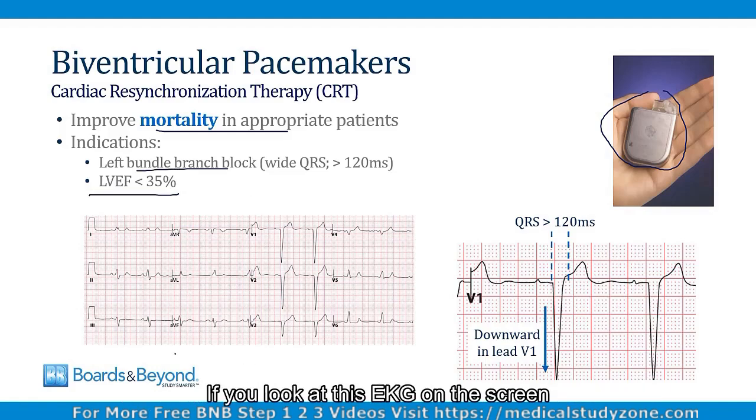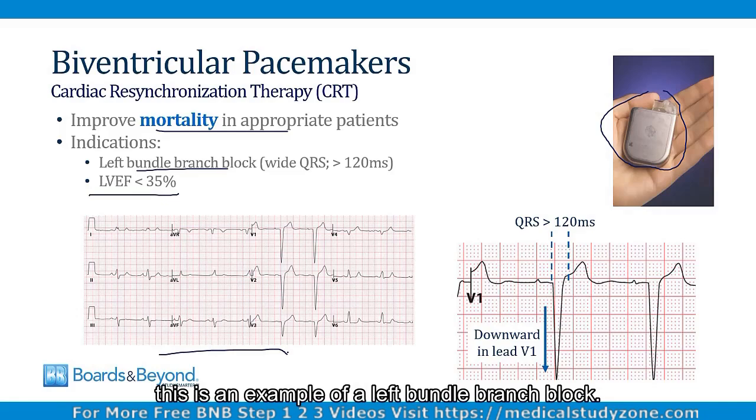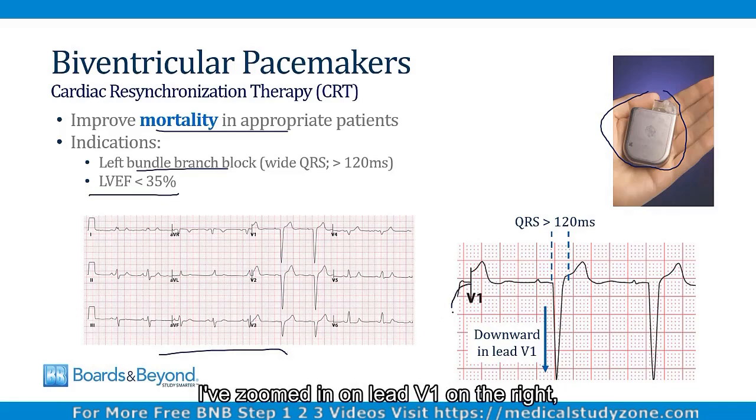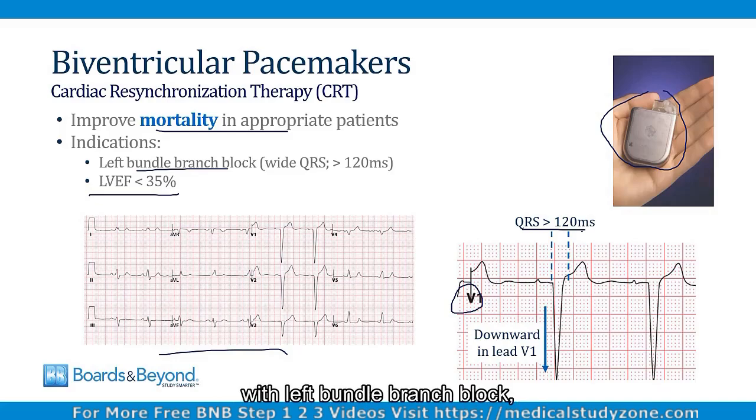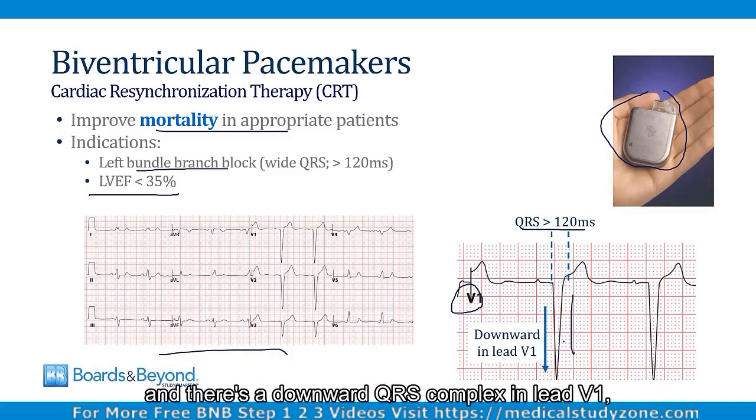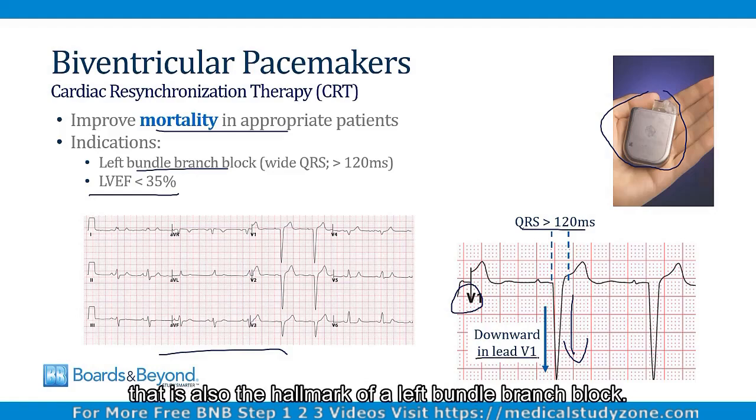If you look at this EKG on the screen, this is an example of a left bundle branch block. I've zoomed in on lead V1 on the right. It has a QRS width that is prolonged, greater than 120 milliseconds, and that is always seen in patients with left bundle branch block. And there is a downward QRS complex in lead V1 that is also the hallmark of a left bundle branch block.